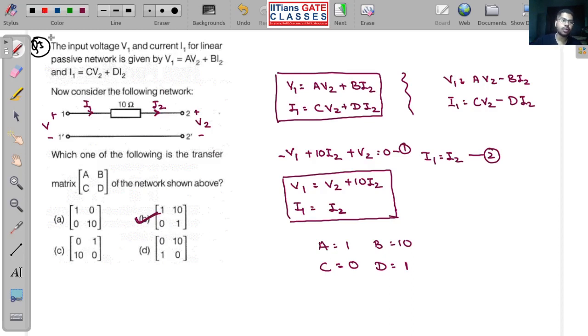So this is also a good question. Have this knowledge. I am telling you repeatedly, they usually exploit this point of confusion. What? That the output port current is always going inside the port when you are writing the ABCD parameters. But usually they give you a plus sign like this, so that means your output port current is going away from the port.